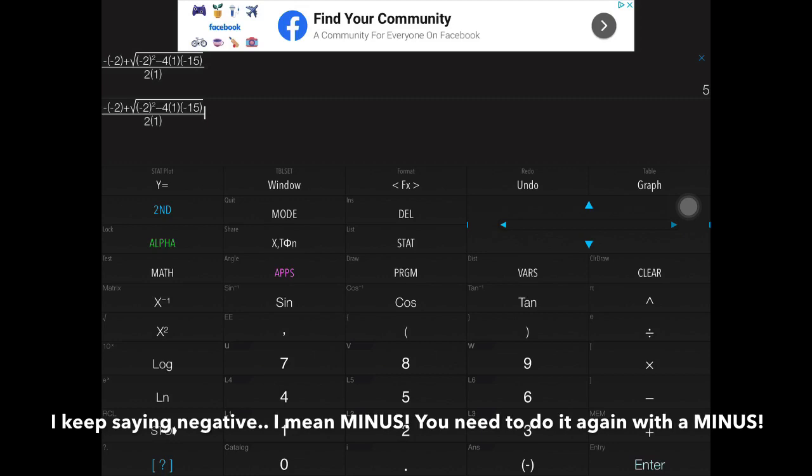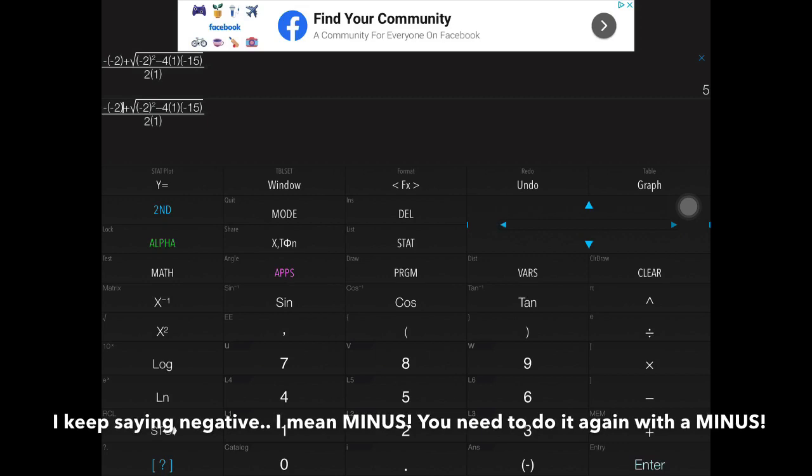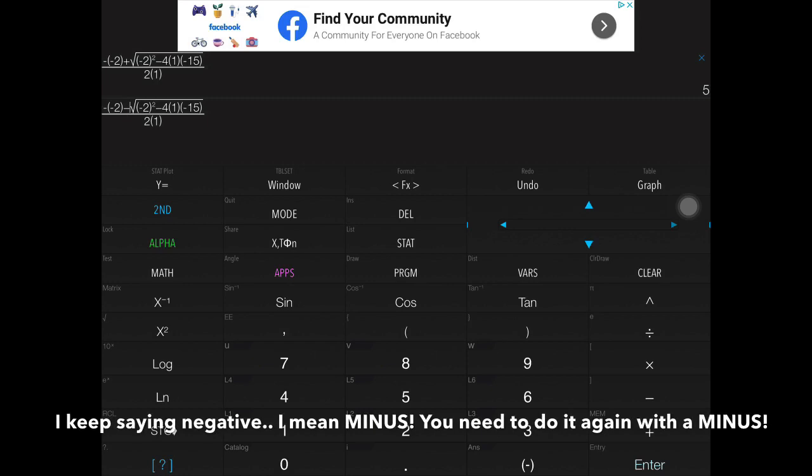So I have the exact same thing. The only thing that I have to change is a negative. So all I have to do is, with my arrows, I'm going to go up. I'm going to go right before the plus, not after, because it's going to mess up your whole thing. You're going to go right before the plus. You're going to delete the plus, and you're simply going to add a minus. Okay, make sure you go before the plus. If you go after, it's going to mess up the whole thing. So you're going to delete the plus, put a minus there instead, press enter, and now you get your other answer for x using the minus instead of the plus.